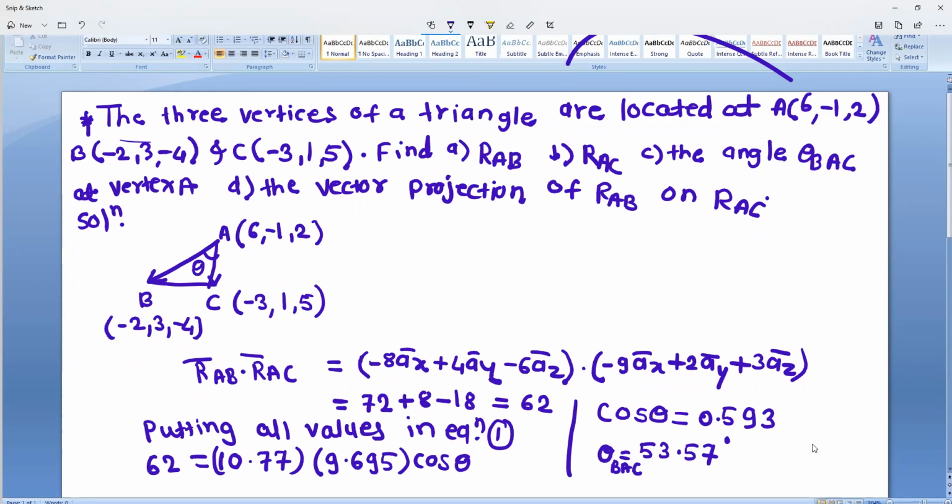Now what is the fourth point? D. The question is the vector projection of RAB on RAC.